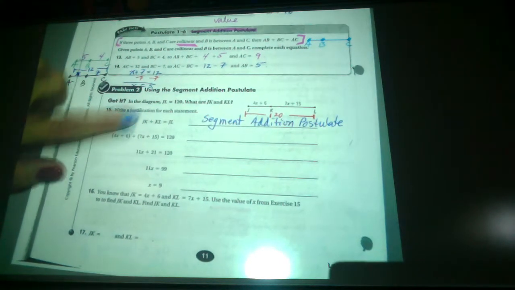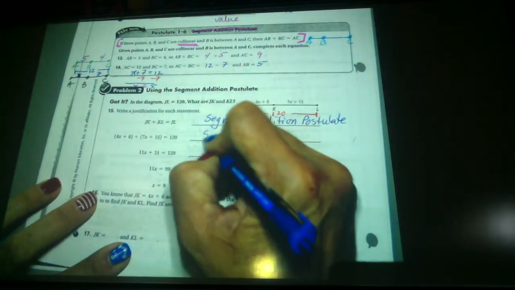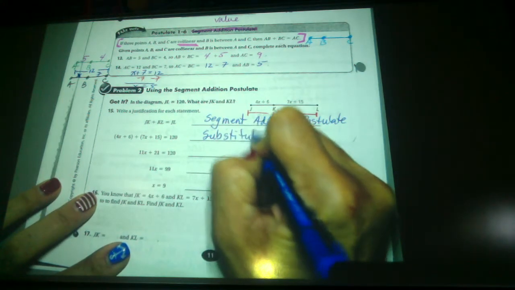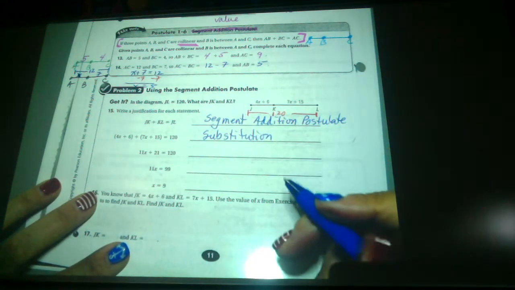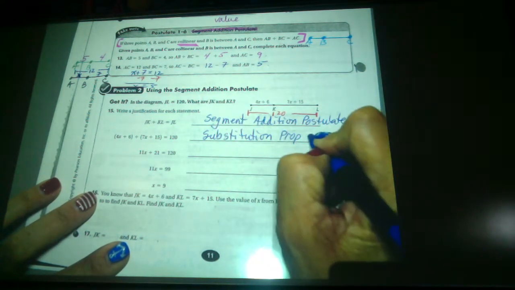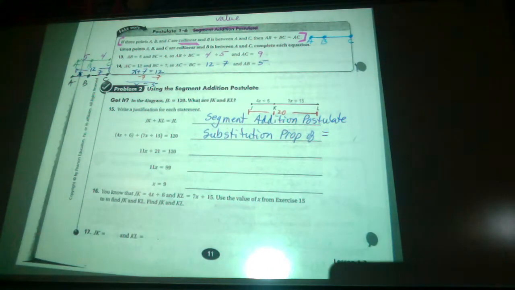Then from here to here, what do they do? How did JK disappear and become 4x plus 6? They plugged it in. What's a better word for plugging in? Starts with an S. There you go. So I want you to start to write this as the substitution. You have to write out the whole word substitution because otherwise it looks like subtraction, possibly. So substitution property of equality. That's the technical word for it. Substitution property of equality. Equals their word property.